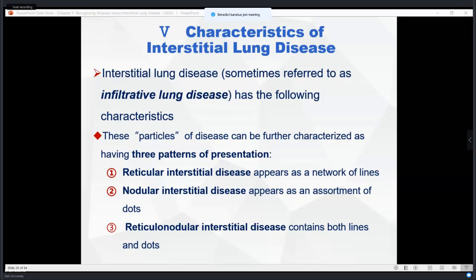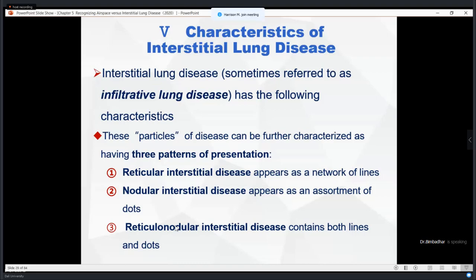Okay. Now we will see, the last one is something like this. If it is coming as both, that is the dots and the lines together, we call it the reticulonodular pattern. So we have three main important patterns in interstitial lung disease. One is reticular, or line-like opacities. The other is nodular, or dot-like opacities. Then we have both lines and dots, which is combinedly called the reticulonodular interstitial pattern.